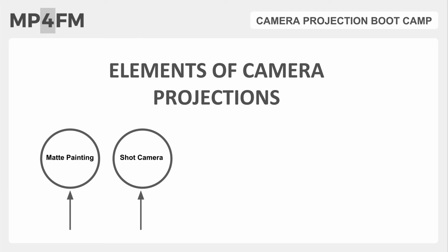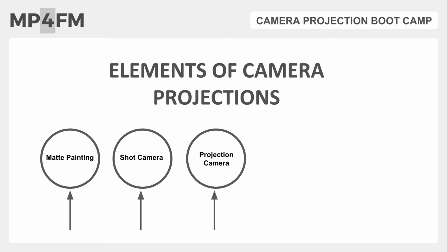The next element is the shot camera. Every projection setup needs a shot camera. This is the final image that's going to be rendered through the shot camera and then composited. These cameras will be a tracked camera based on the plate, and it will live within the 3D application.